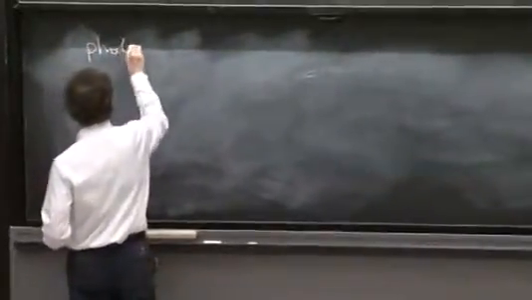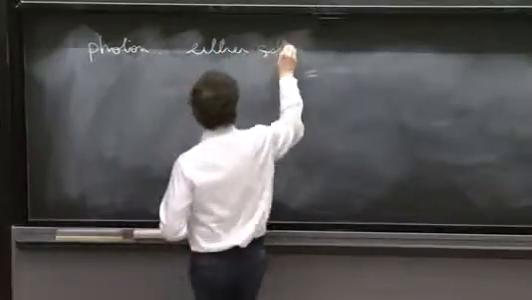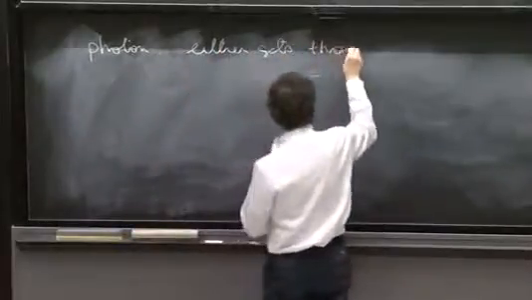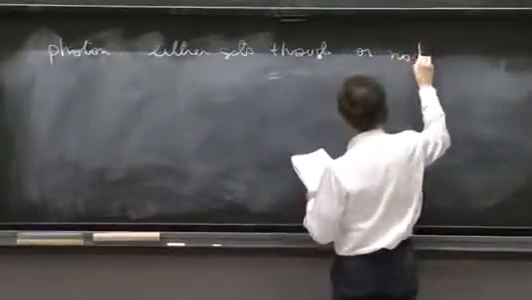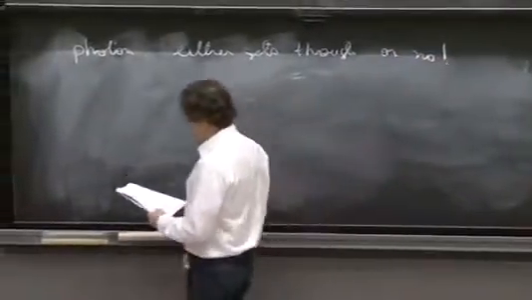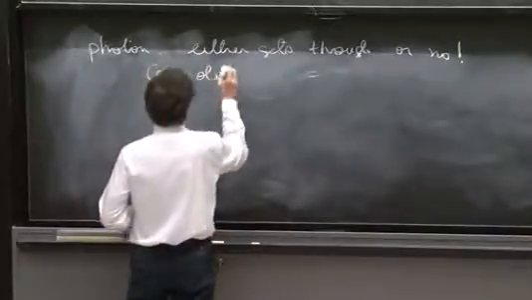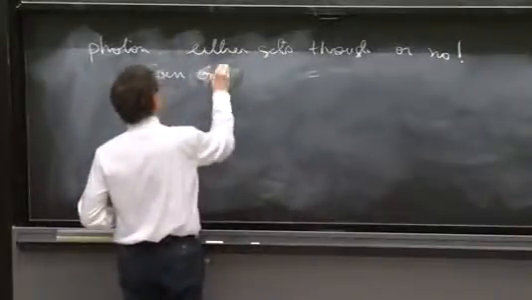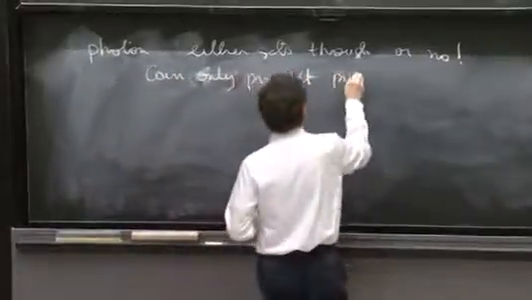So photons either get through or not, and we can only predict probabilities.